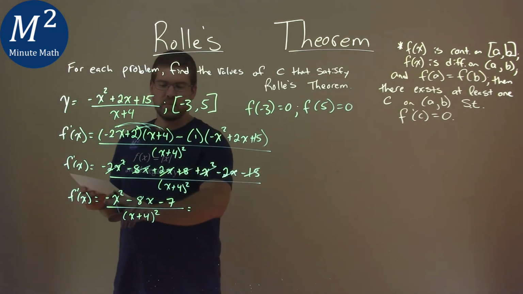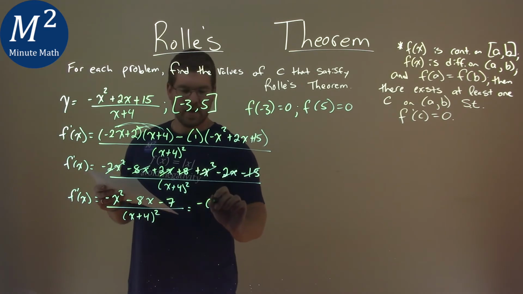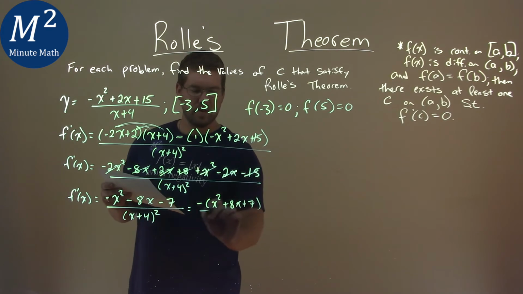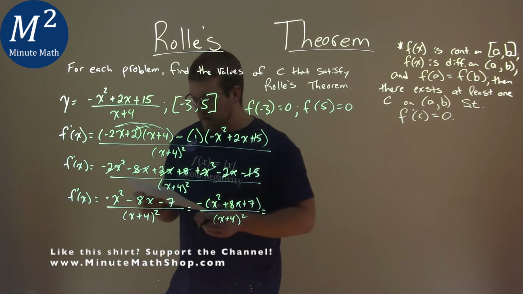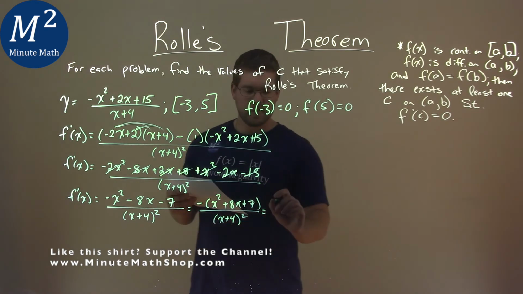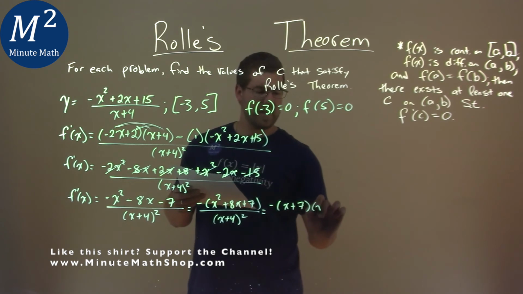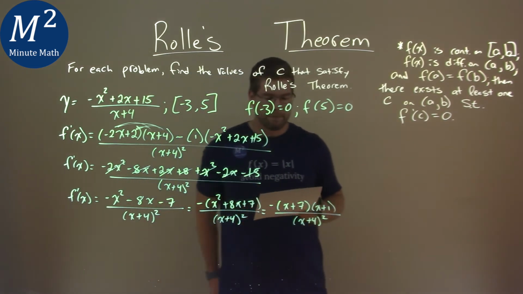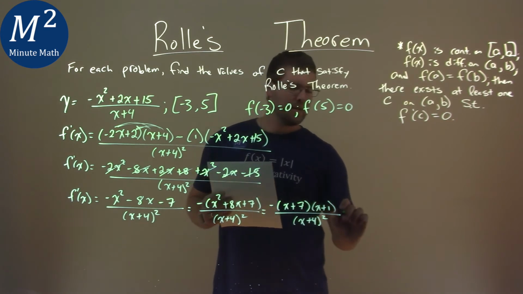Now from here, I like to pull out a negative in my numerator before I try to factor this. So a negative comes out, and I have x squared plus 8x plus 7 over x plus 4, all squared. And now the numerator, it's a little easier to see how it factors. We have a negative, it's x plus 7 times x plus 1, all over x plus 4 squared.